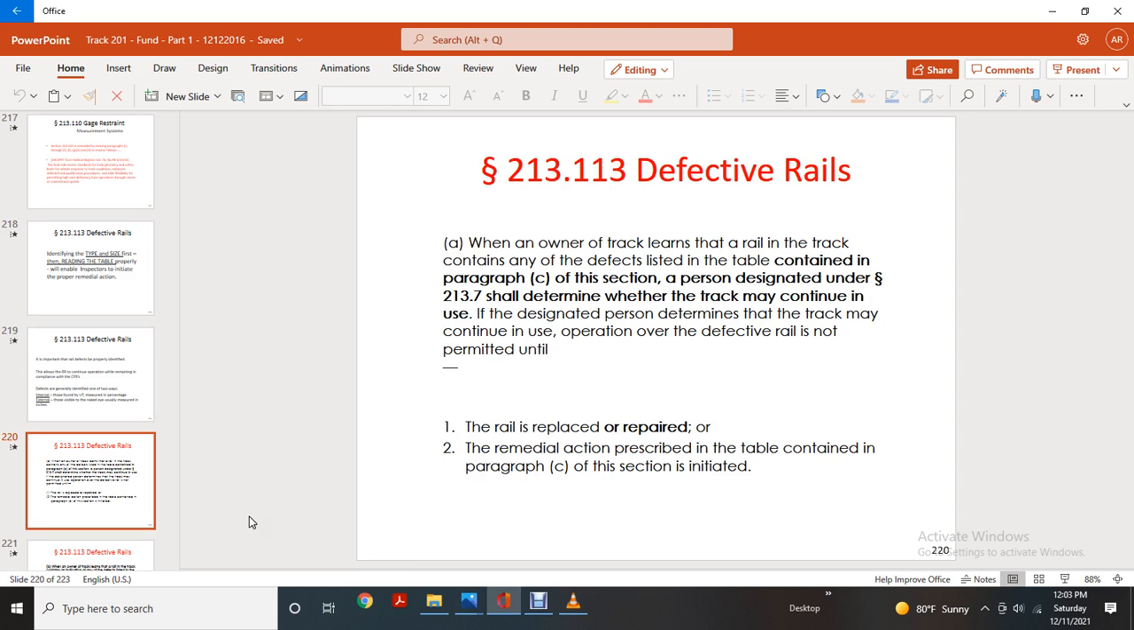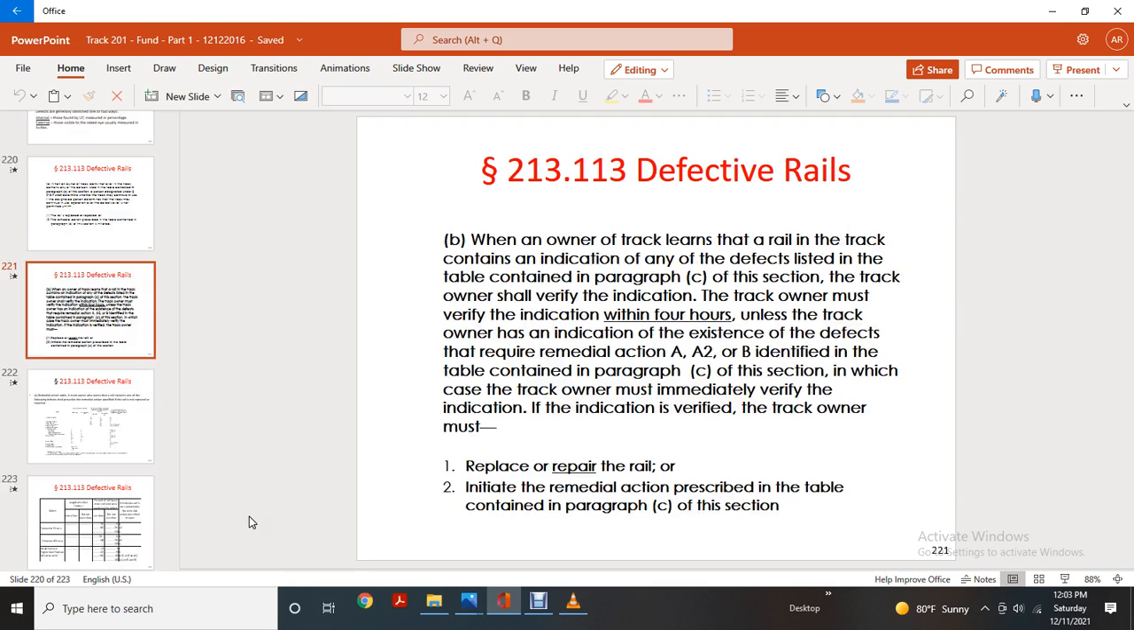Defective rail when an owner of the track learned with the rail with the track will contain with the defective list of the table will contain with the paragraph C with the defect from the person designated owner with the path 213 determine whether the track may continue use. Designated person determine the track may continue the use of the operation with the defective rail is not prohibited. The rails are replaced with the repair and remedial action as prescribed. Table contained in paragraph C with this section is initiated.